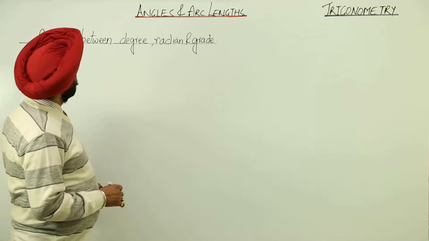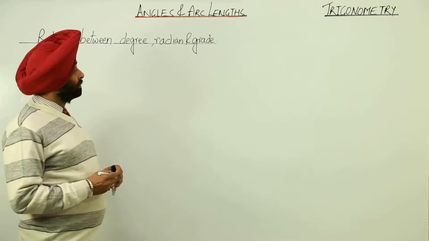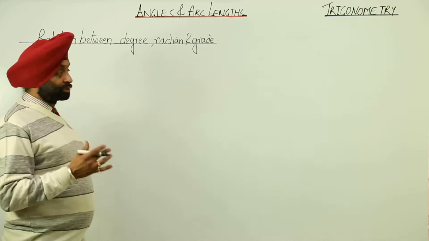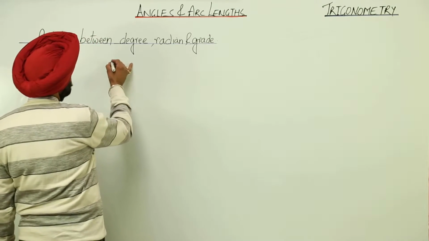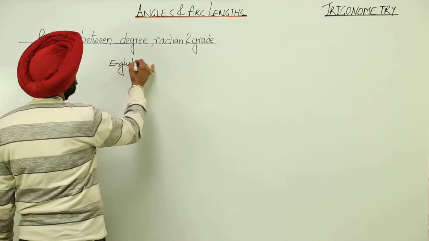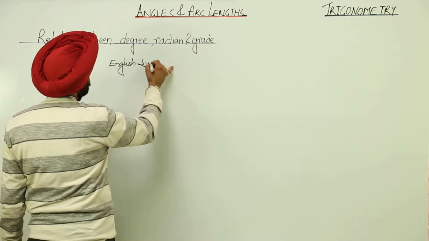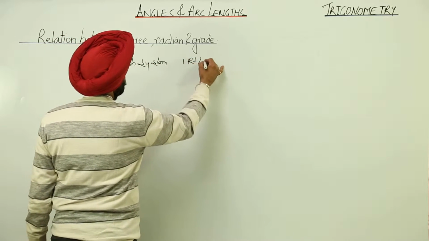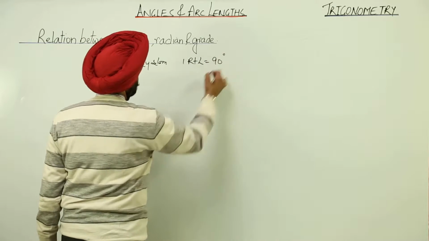Now, the relation between degree, radian and grades. Now we have gone through the English system. Now in the English system, what was it? The English system shows us that one right angle is equal to 90 degrees.